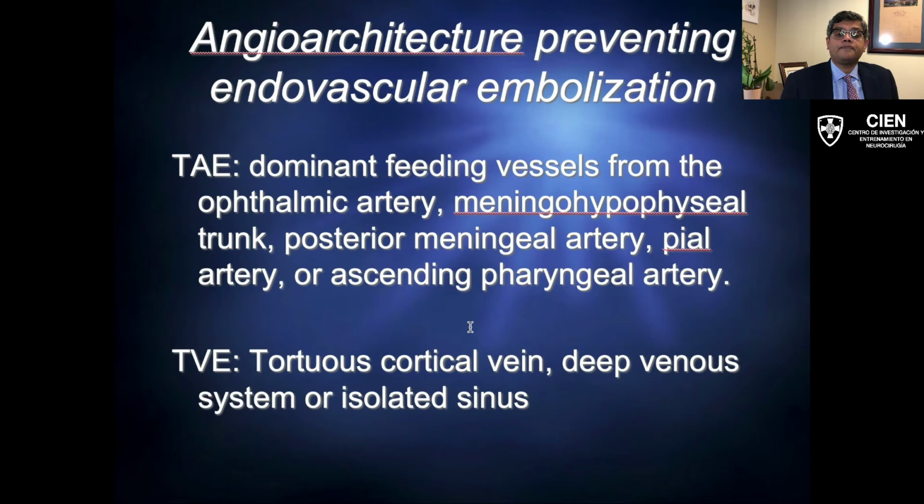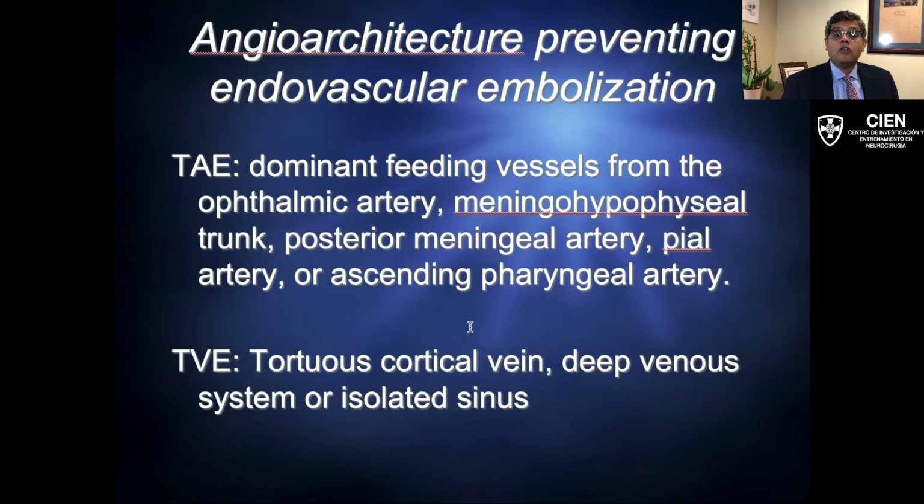So we looked at the angioarchitecture of these dural AV fistulas, which prevent us from endovascular embolization and require surgery. If it's transarterial, and the dominant feeding vessel comes from the ophthalmic artery, the meningohypophyseal trunk, the posterior meningeal artery, the PL artery, or ascending pharyngeal artery, then endovascular embolization can be difficult. I just want to go over some specific cases here.